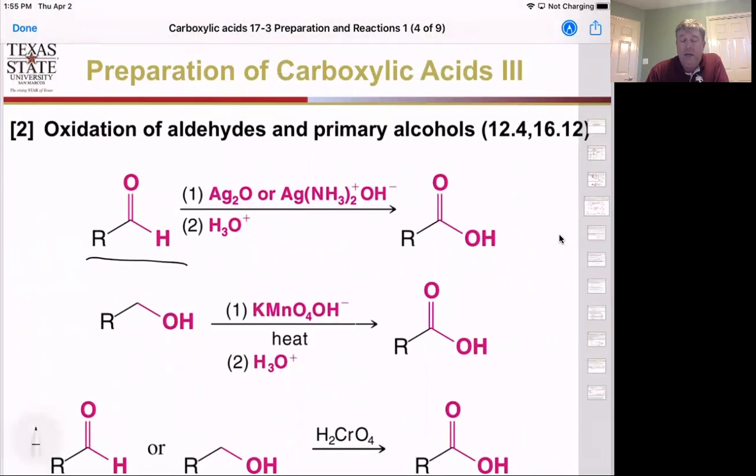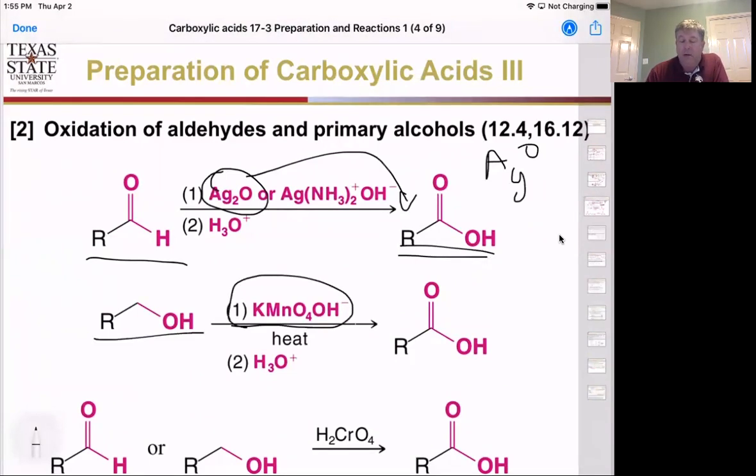Okay. So we also learned about this in chapters 12 and 16. If we have an aldehyde, we can further oxidize it using silver oxide. It's also called the silver mirror reaction because it creates silver 0 as the byproduct, and it converts that aldehyde down to a carboxylic acid. We can also use permanganate on primary alcohols to give the carboxylic acid as well. Again, it only works with primary alcohols. If you had a secondary alcohol, it would convert it to a ketone.